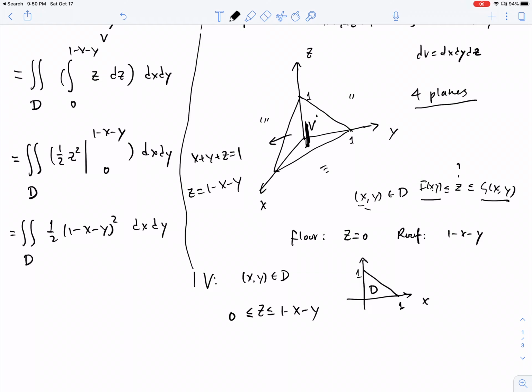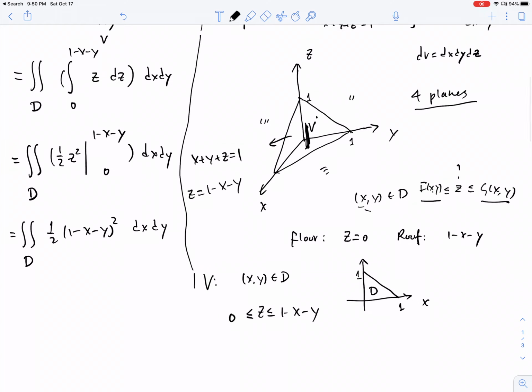Now, let's look at which variable we're going to integrate first, it doesn't really matter. Let's say fix x. If we fix x over here, then x must be somewhere between 0 and 1, right? And then once x is fixed, then y is going to be between 0 and 1 minus x, because this is 0, and this one over here is 1 minus x, since the equation over here is 1 minus x minus y is equal to 0, right?